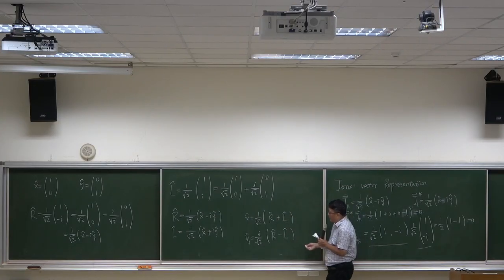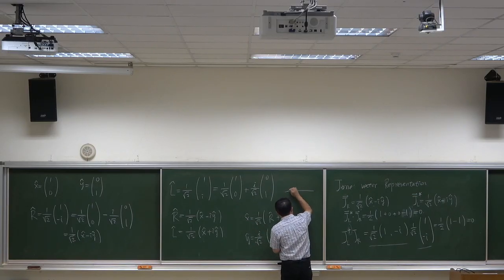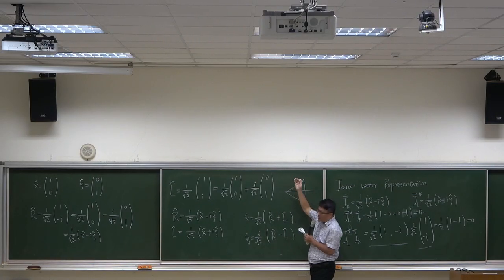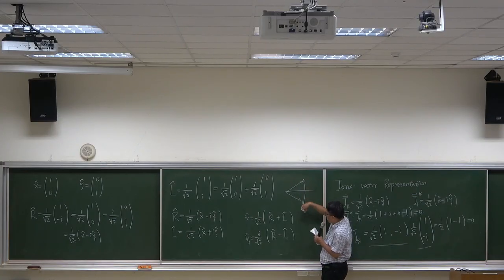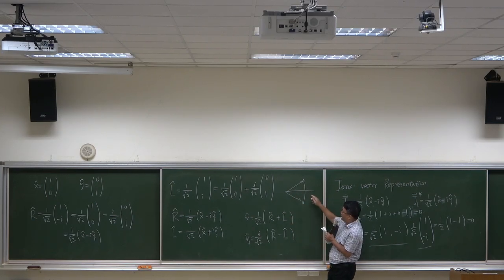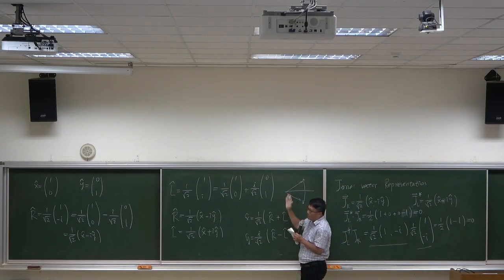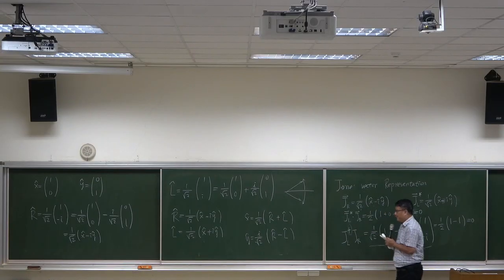For example, the x polarization. An x polarization can be understood as you have a component rotating counterclockwise. You can have another component rotating clockwise. Then you sum them over. Then you get the polarization vibrating along the x direction. However, if you take the difference of them, you find the vibration along the y direction, just like this.